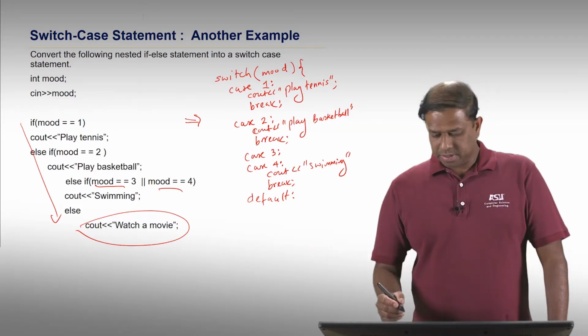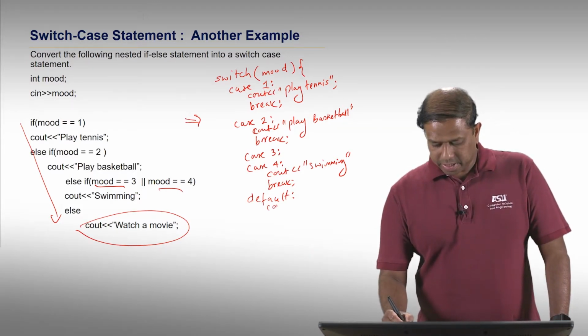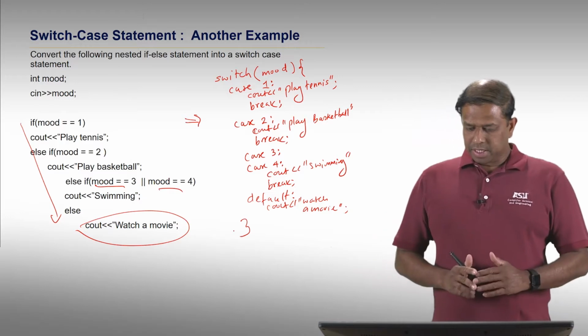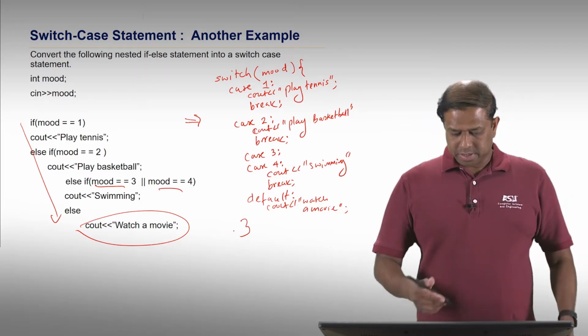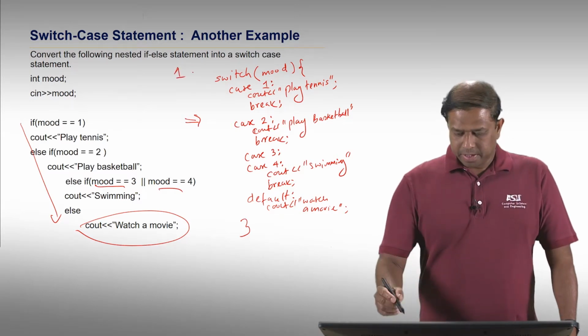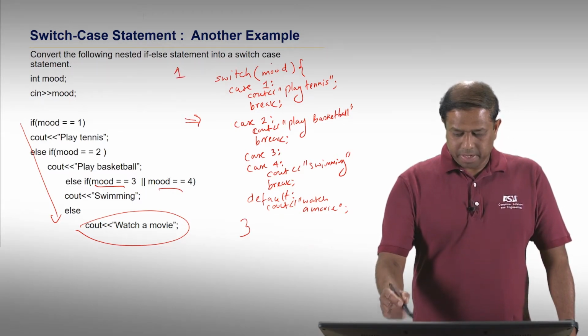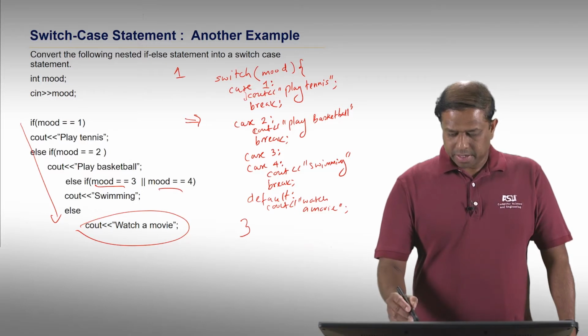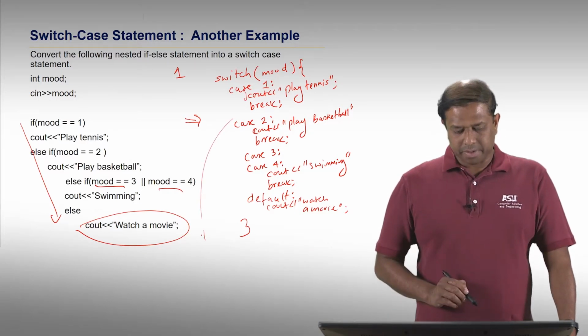In the default case, we are going to display the message saying watch a movie, right? So that's the end of the switch case statement. Okay. Now let's see how this works in terms of the operation. Now if somebody enters 1 for the mood, then 1 will be entered in here, and then go to the case 1 and display the message play tennis. And then with the break statement, we get out from it, right?